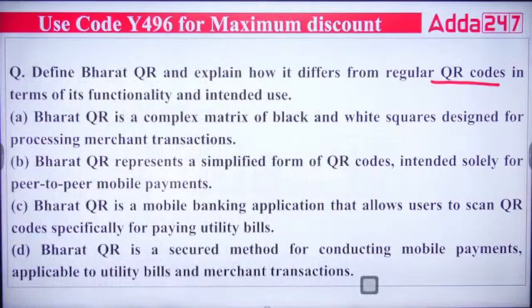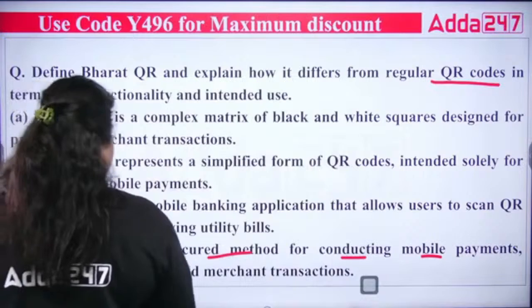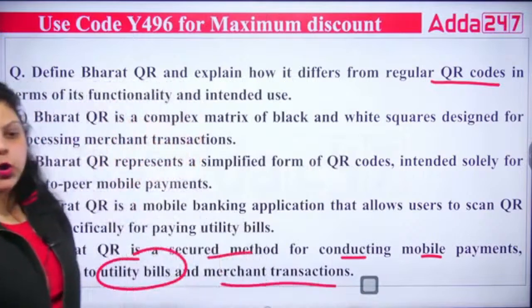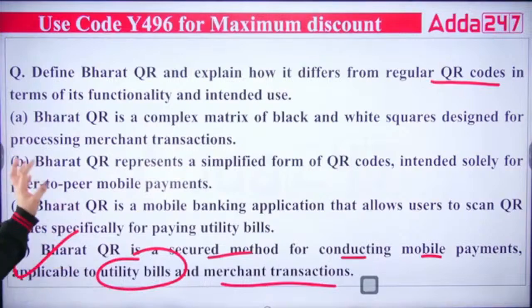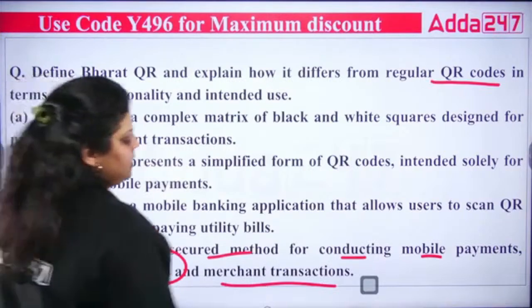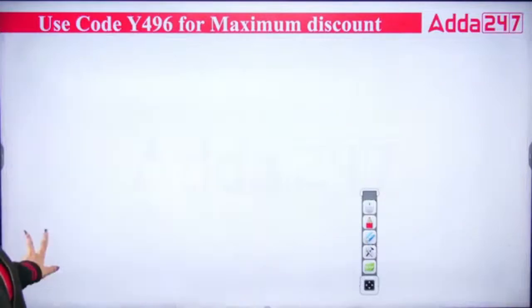So which of the following is correct? Actually it is D. It's what? It's a secure method for conducting mobile payments applicable to utility bills and merchant transactions. You are not only using QR code to pay to the merchant or not only to utility bills. It can be utilized for both. So right answer is your D. Okay, right answer will be D.